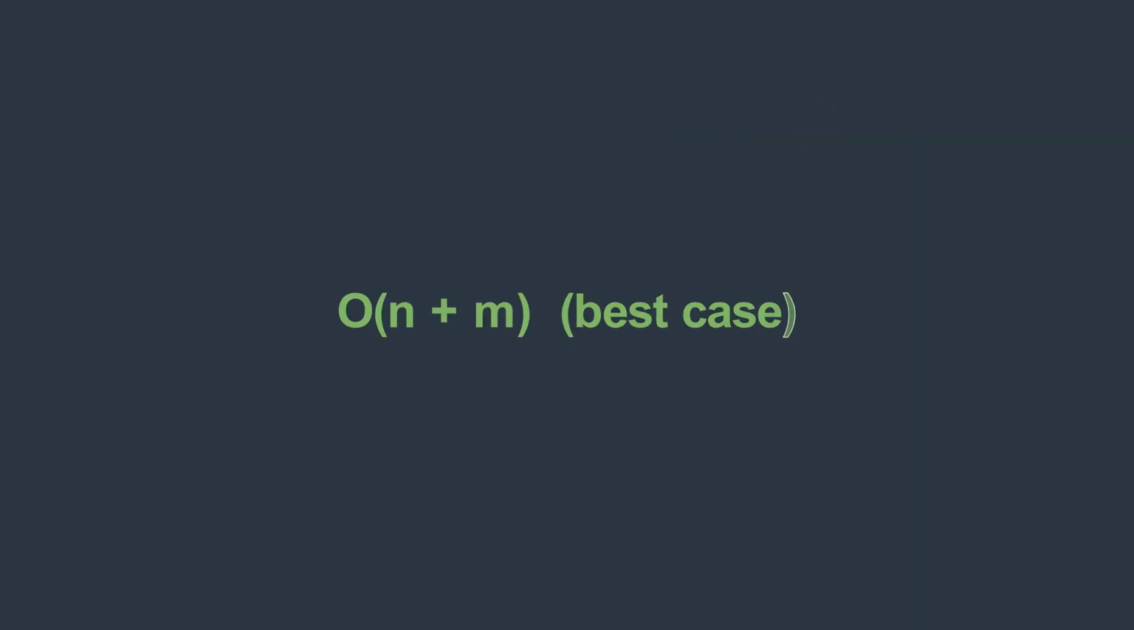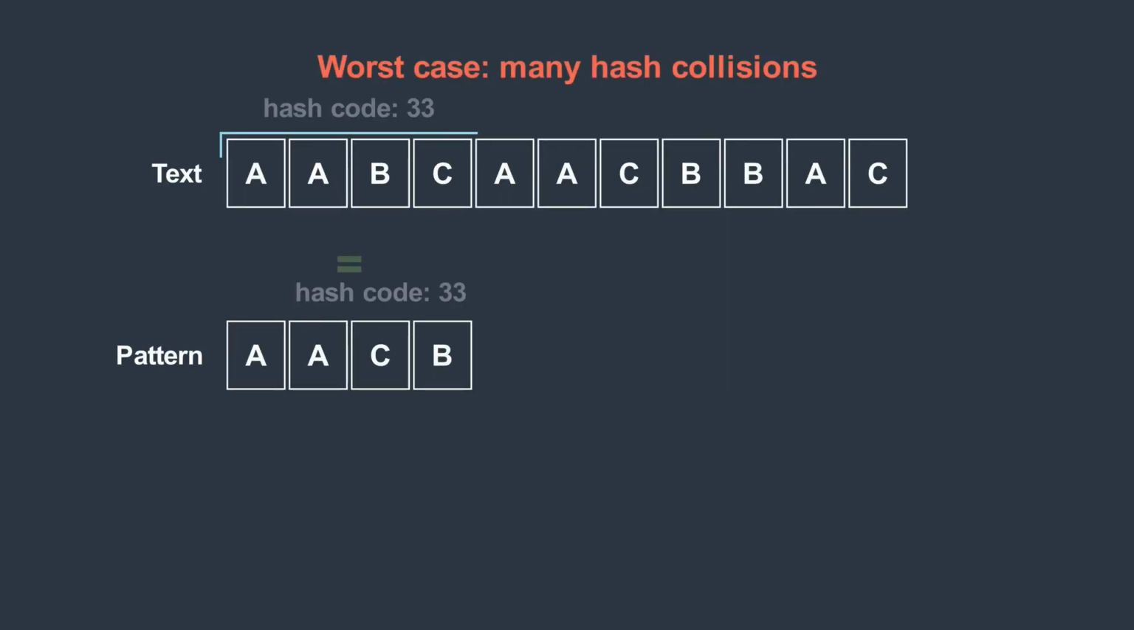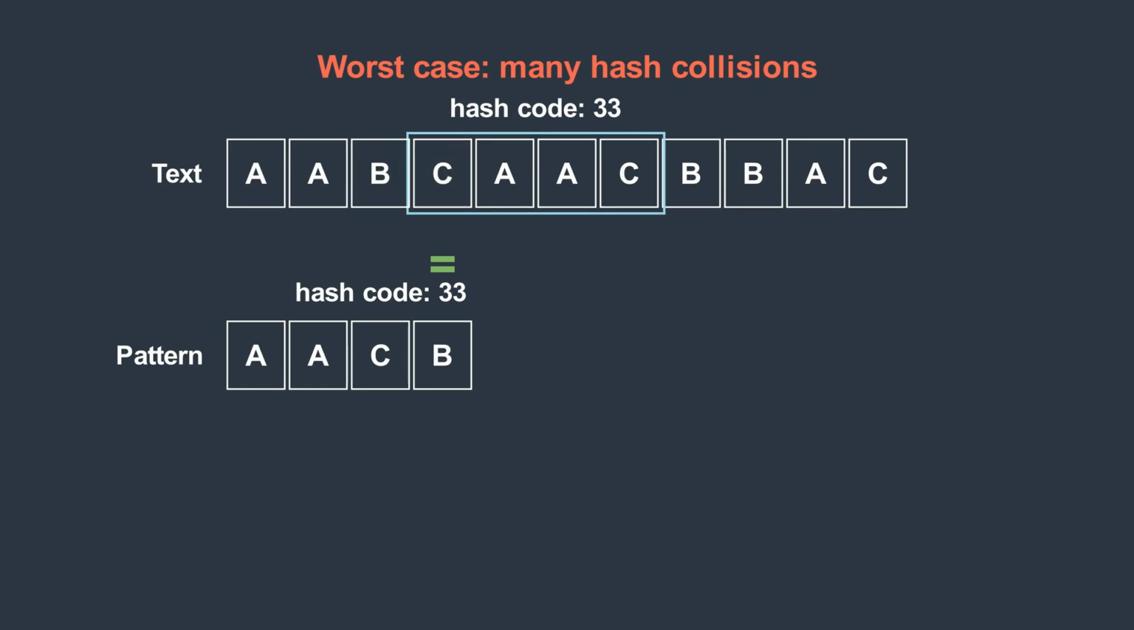In expectation, this algorithm runs in big O of n plus m, because hash comparisons are constant time and full checks are rare. However, if many hash collisions, meaning the same hash code, occur, we may need to verify at many positions, so the time complexity drops to big O of n times m in the worst case.